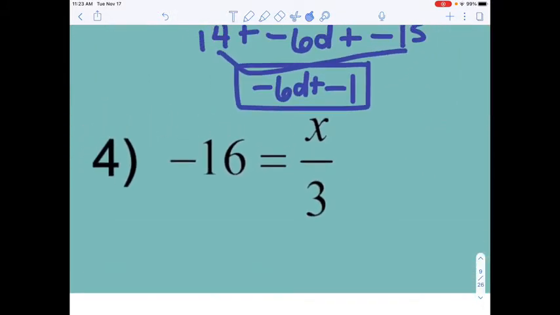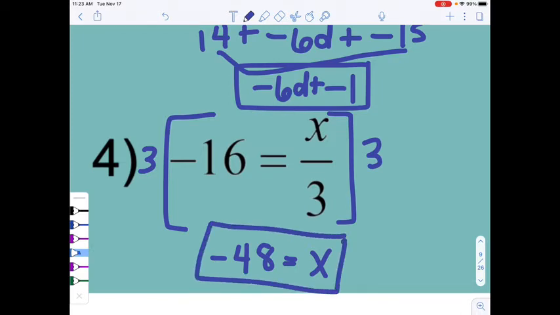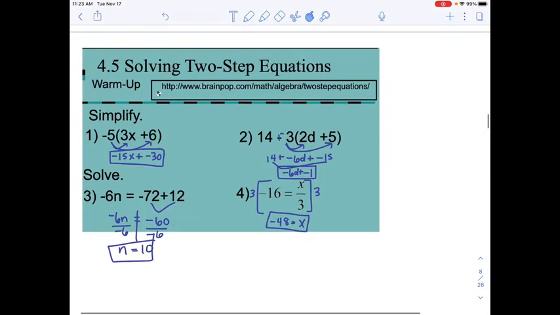Okay, then we have negative 16 equals x over 3. The opposite of division is multiplication. So I make brackets, multiply both sides by 3. I'm left with x equals, and then 3 times negative 16 is negative 48. Negative 48 divided by 3 would be negative 16, so my answer does work. Therefore, that is my answer.